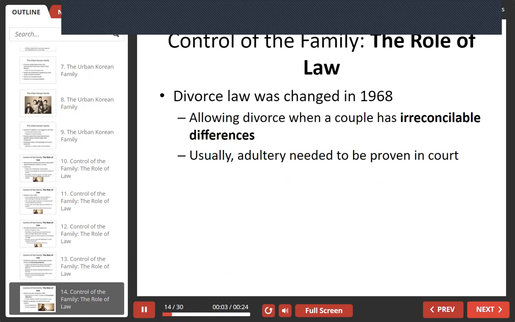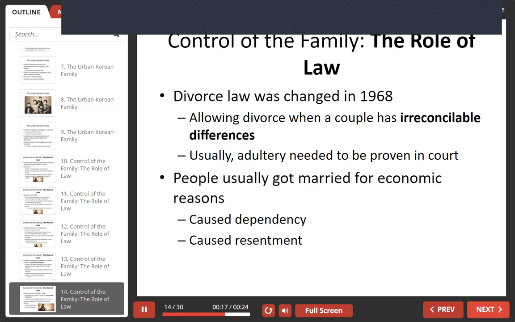So, divorce law was then changed in 1968, where women had the right to cite irreconcilable differences as a means to divorce, because usually before this time, adultery needed to be proven in court. People usually got married for economic reasons, which caused dependency and caused resentment.